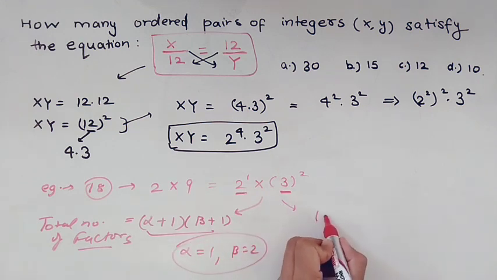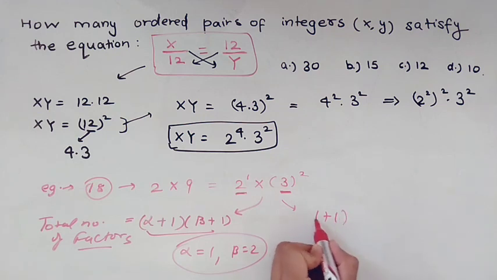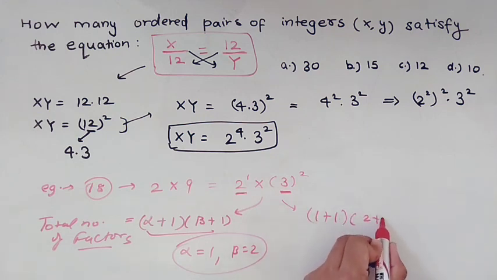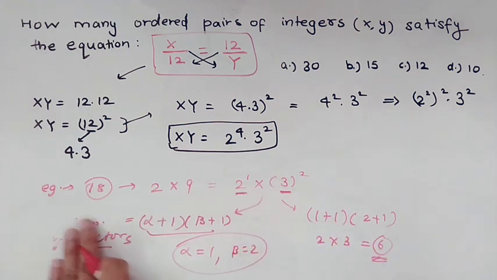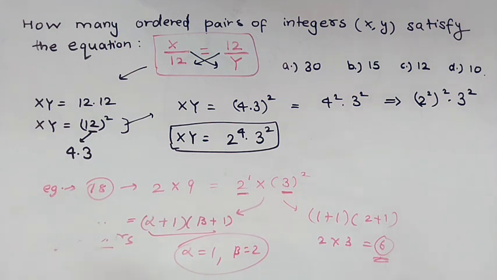Just simply writing it in the equation, 1 plus 1 and 2 plus 1, we have 2 into 3 equals 6. So the total number of factors we have is 6. That we can also see in the pairs form. Okay, so this is 6 we are getting. So let's just show how we are getting 6.